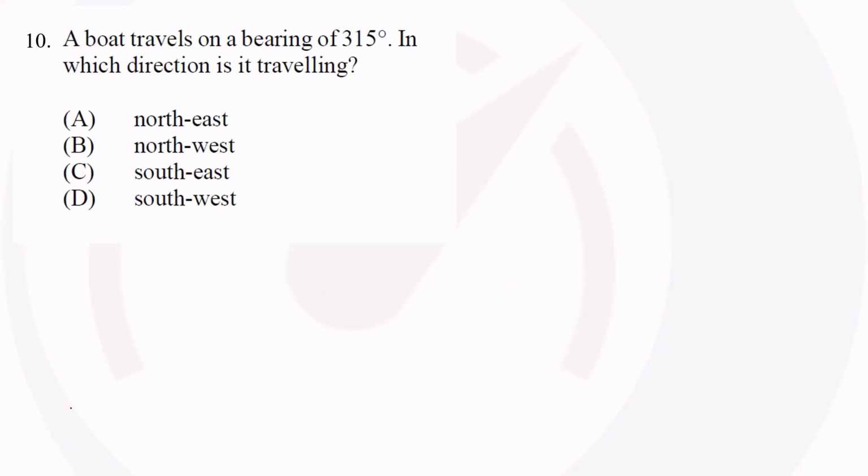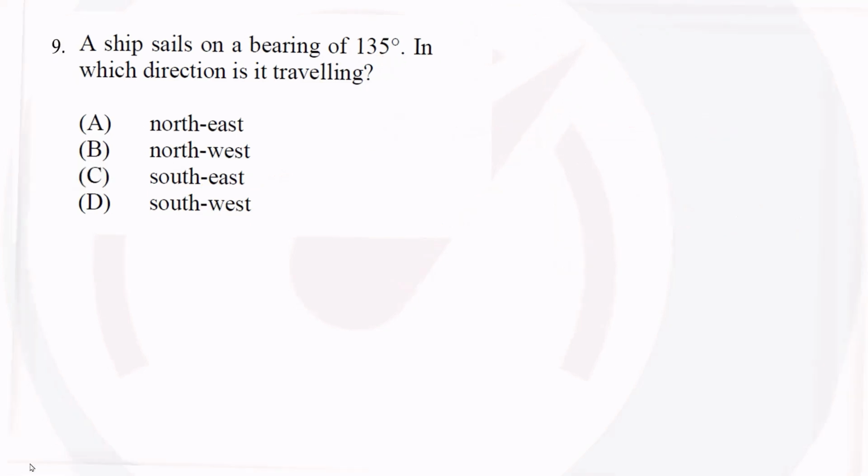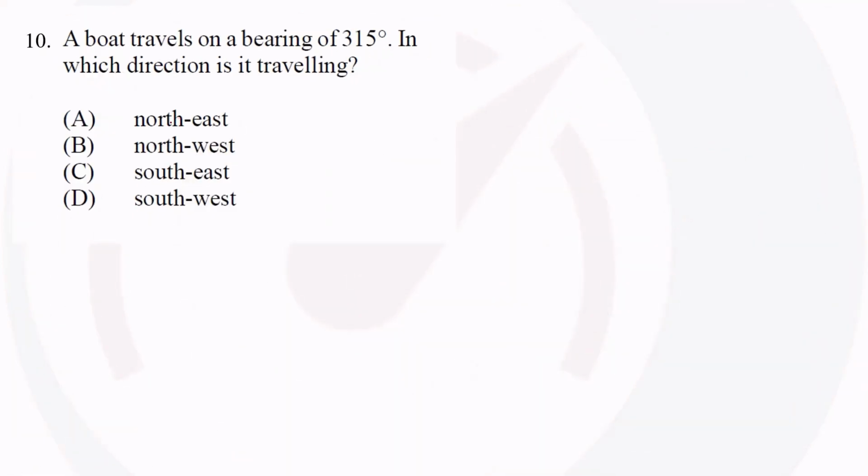Alright, so our boat is traveling on a bearing of 315 degrees. In which direction is it traveling? So we can go back and look at it: 315 would be northwest. So therefore, our answer for number 10 would be northwest.